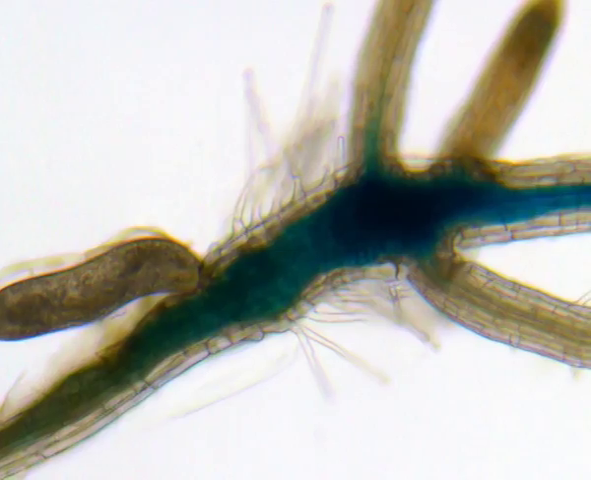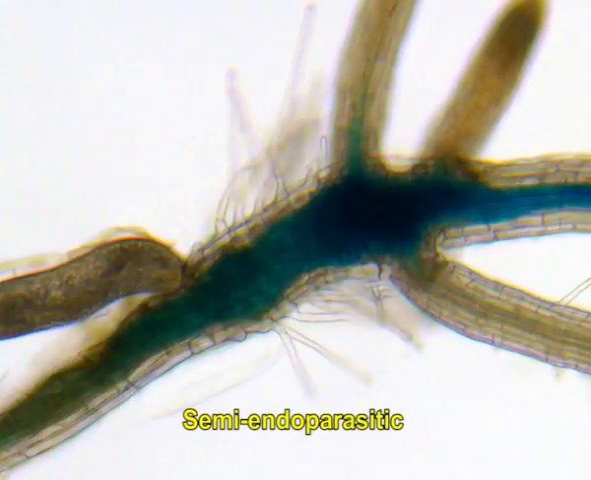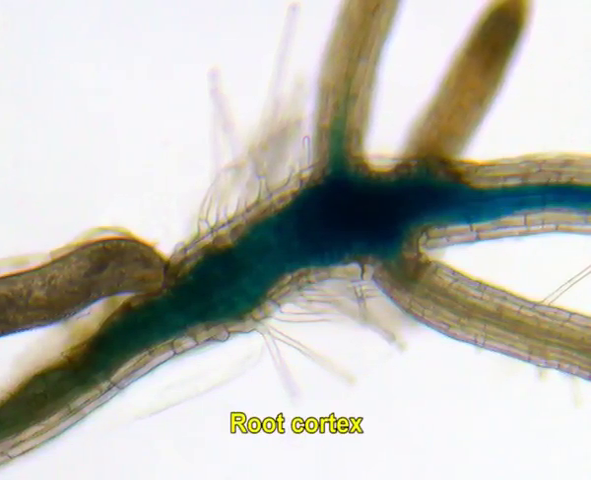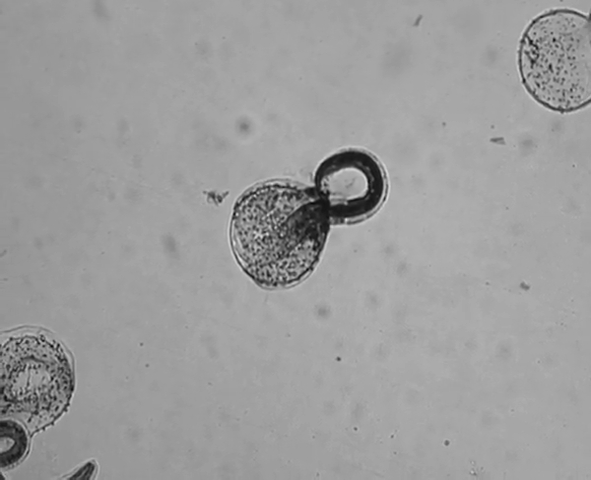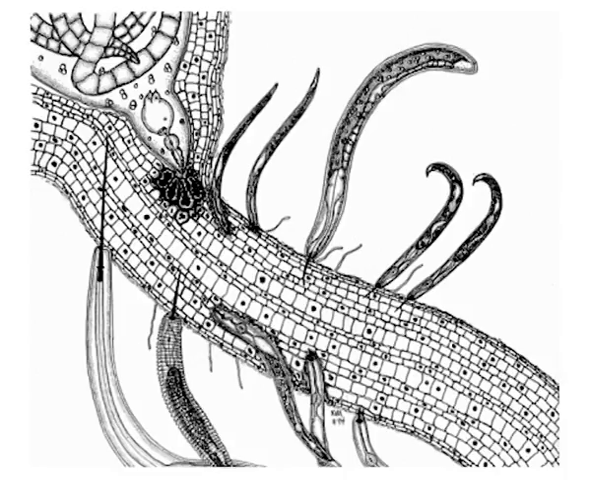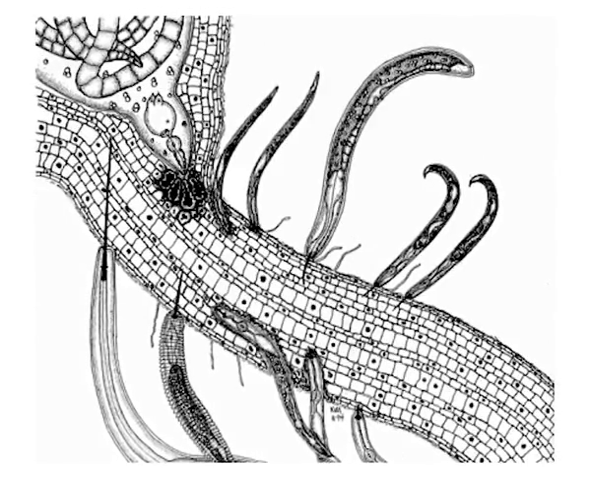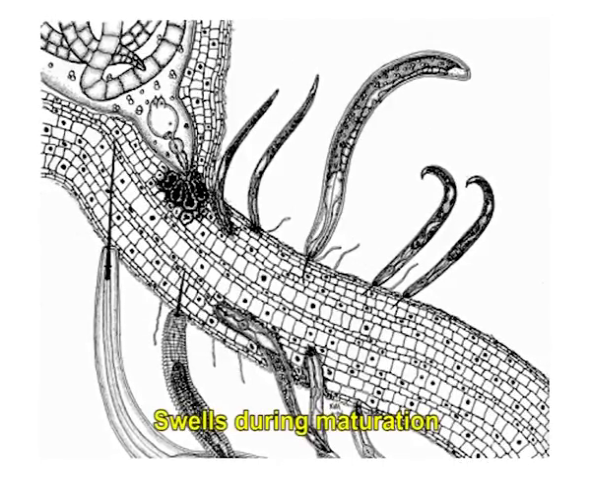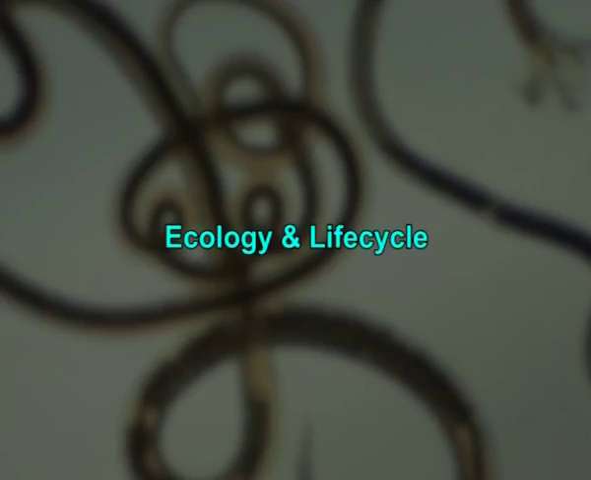Rotylenchulus. Nematodes that fall under the Rotylenchulus genus are semi-endoparasitic species in which the females penetrate the root cortex, establish a permanent feeding site in the stele region of the root and become sedentary or immobile. The anterior portion of the body remains embedded in the root, whereas the posterior portion protrudes from the root surface and swells during maturation. Ecology and life cycle of this nematode.